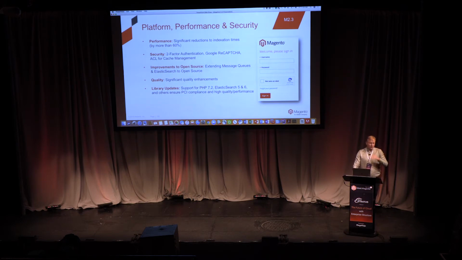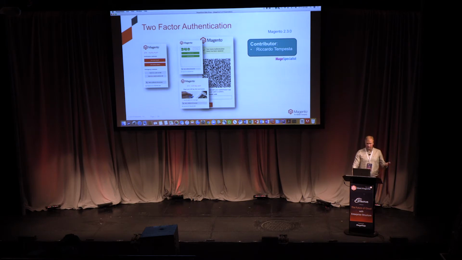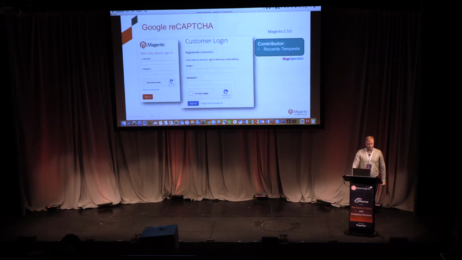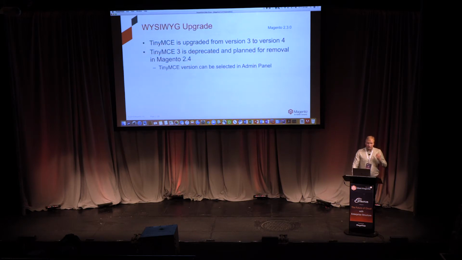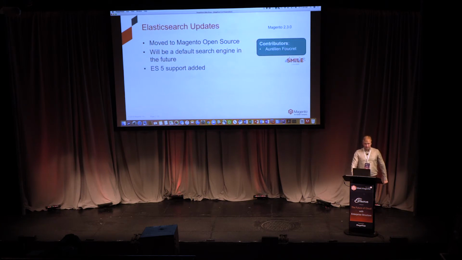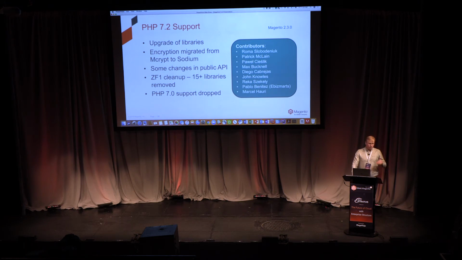Quality improvements, and of course, upgrade to PHP 7.2, upgrades of libraries, and all the underlying libraries. Two-factor authentication was contributed by Riccardo Tempesta, also known as Rick. Same guy contributed Recaptcha. We upgraded our WYSIWYG editor. This is the standard Magento WYSIWYG editor. And as I mentioned, Elasticsearch was upgraded. And 7.2 support has some improvements in memory usage and performance improvements in the application.